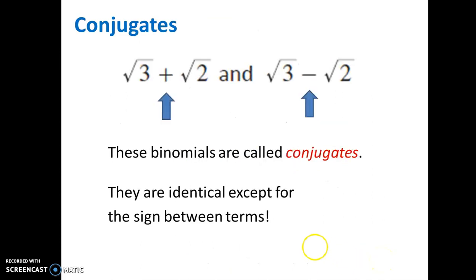All right, one last thing you should know, these are called conjugates. This is a conjugate pair. This is one binomial. This is another binomial. They are identical except for that sign in the middle. When you see that situation, they are called conjugates of one another.